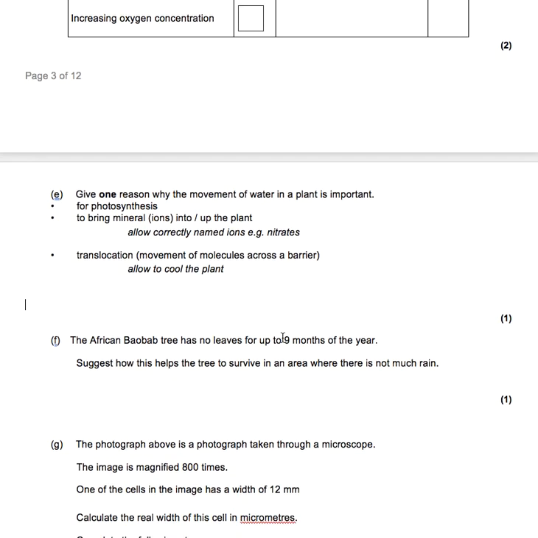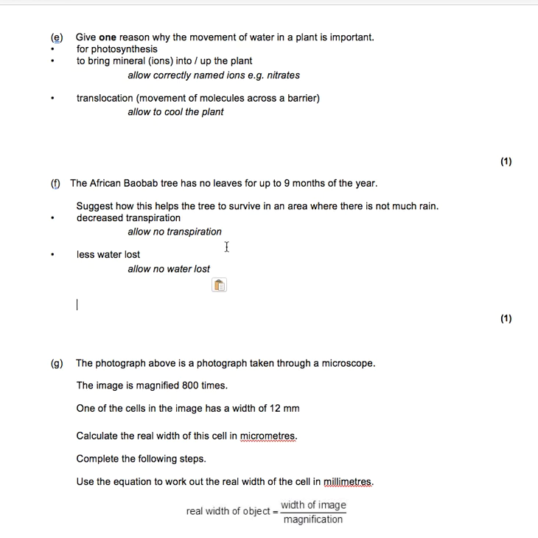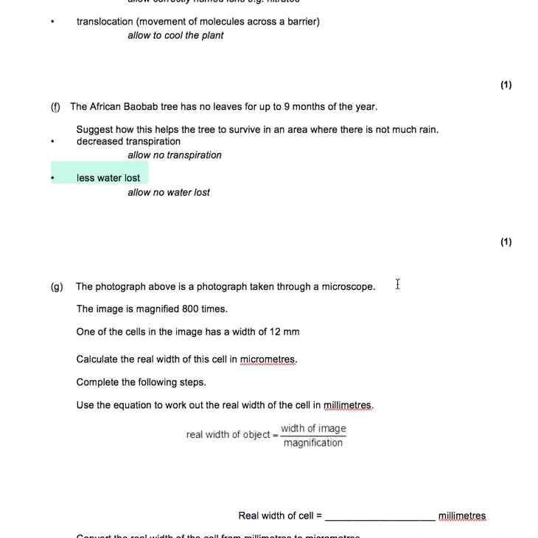So that's E. F then, the African baobab tree has no leaves for up to 9 months of the year. How does that help? Well, you would decrease the amount of transpiration going on. For one, you could say no transpiration. It's probably not true, but very little transpiration. And less water will be lost as a consequence. So there you have it. So you might have talked about decreased transpiration. You might have just said less water lost, which is because of the reduced transpiration.